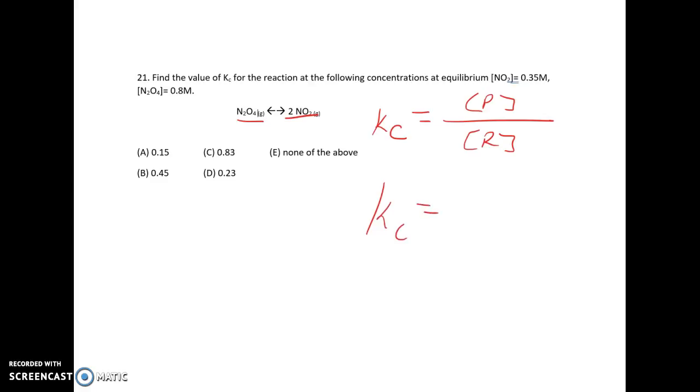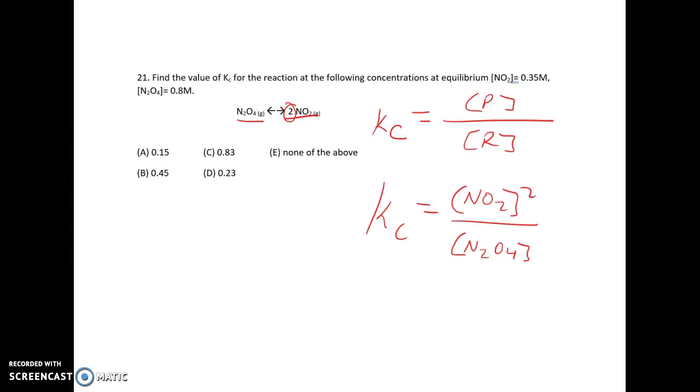So our product is NO2, and it is squared, and that's because of the 2 moles that we have here, and it is over the concentration of N2O4, and N2O4 is just like that.